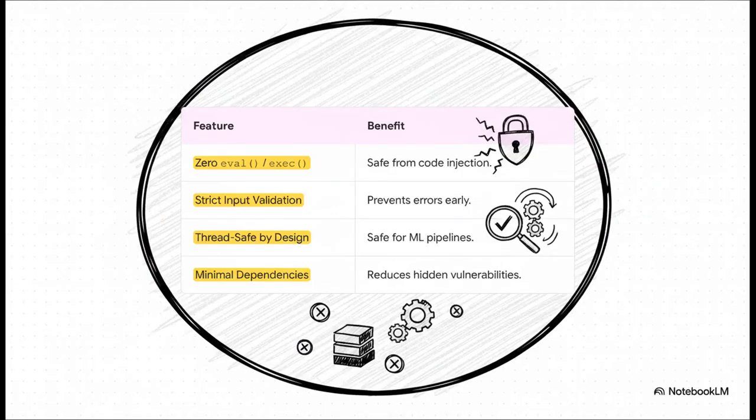So what does this actually mean in practice? Well, first off, it completely avoids dangerous functions like eval. That slams the door shut on code injection attacks, where someone could hide malicious code in your data. It's also designed to be thread-safe. That means you can run it in these complex, multi-threaded ML pipelines and not have to worry about your data getting all corrupted. And because it has so few dependencies, there are just fewer places for nasty vulnerabilities to hide. Every one of these features is a smart choice for production safety.